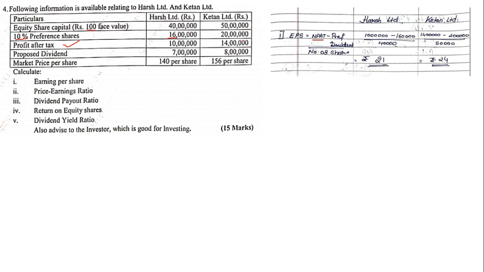Same way for Ketan, it would be 14 lakhs minus 20 lakh's 10%, which is 2 lakhs, divided by 50 lakhs divided by 100, which is 50,000 shares. You divide, you get the amount as 24.